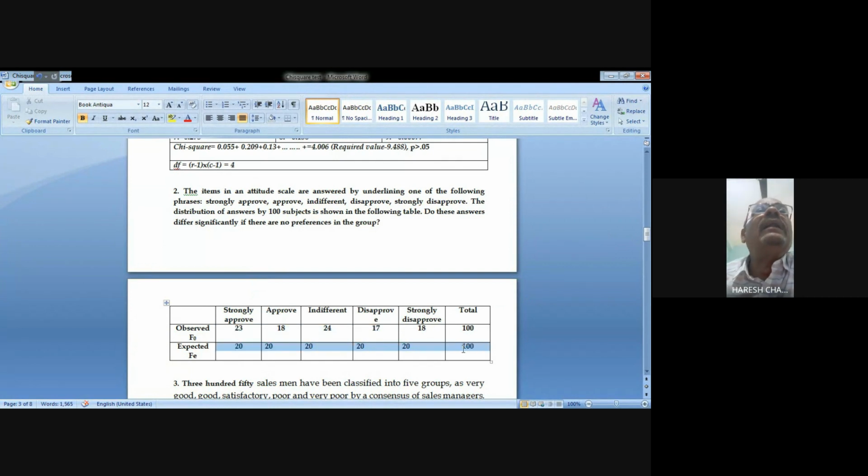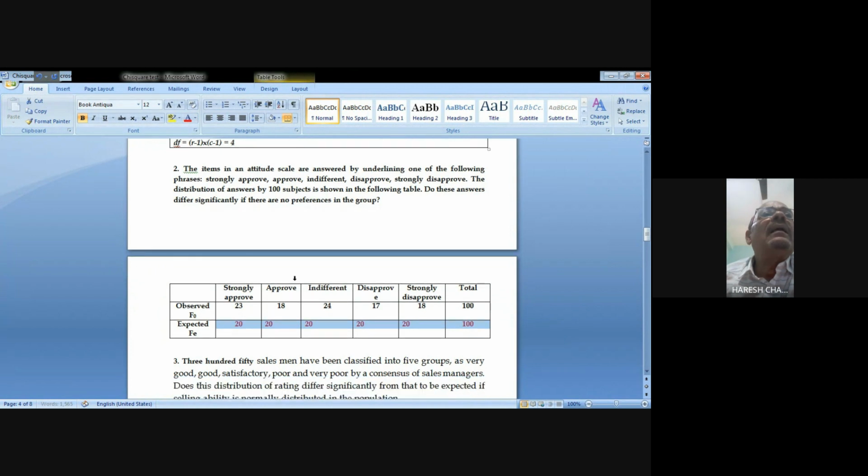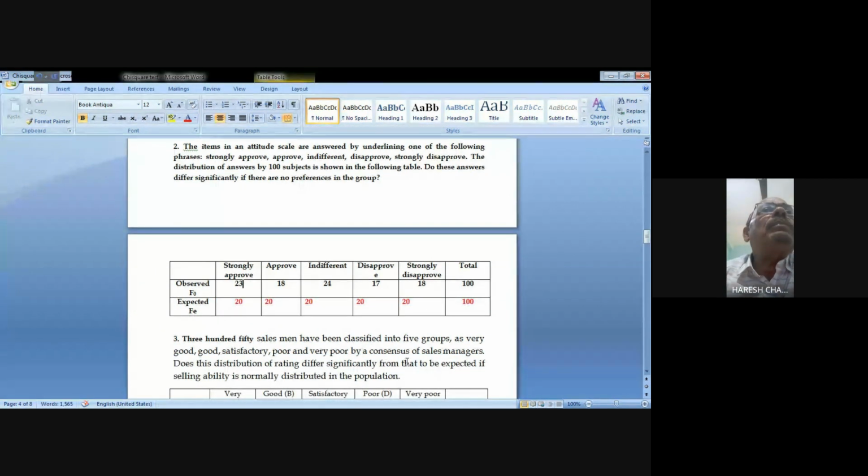Is it a kind of different response? Now, the response distribution is like this. Observed frequency: strongly approved 23, approved 18, indifferent 24, disapproved 17, strongly disapproved 18. What is this? It is FO or observed frequency. It will be always there in your question.